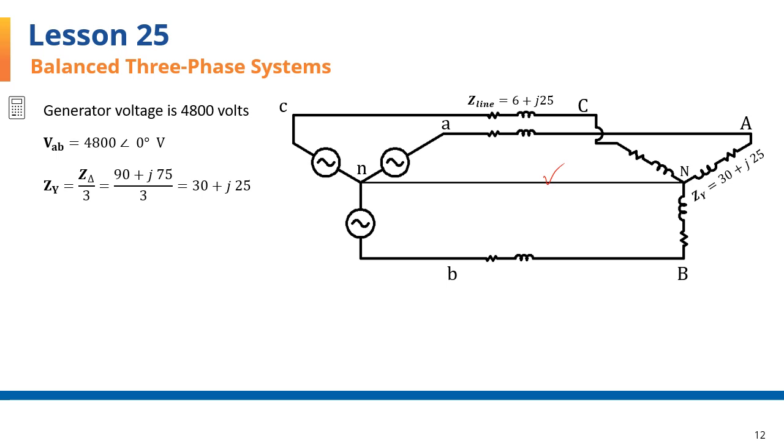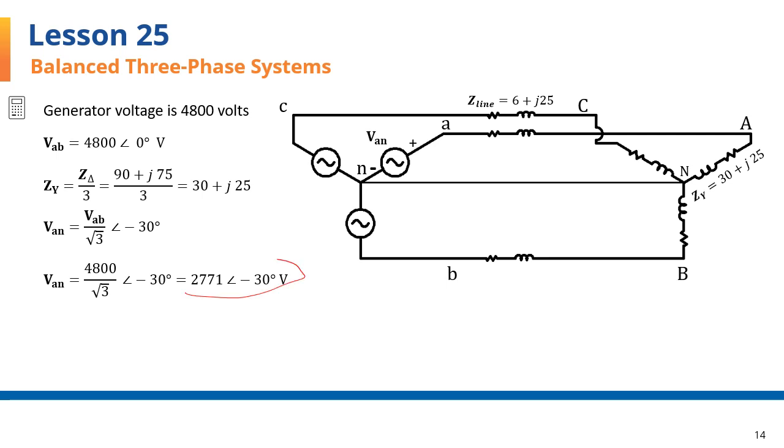Line-to-neutral voltage of the generator VAN can be calculated as VAB over square root of 3 with a negative 30 degrees phase angle. We're looking to calculate VAN of the generator. And here's the equation for it. Substituting for the voltage, the answer comes to 2771 volts with negative 30 degrees phase angle.